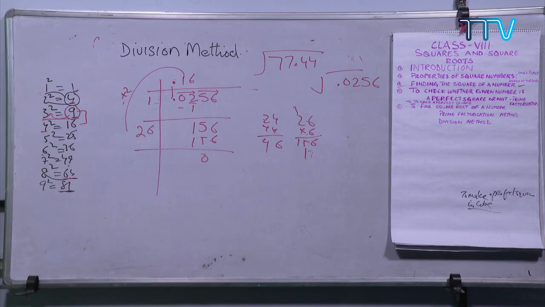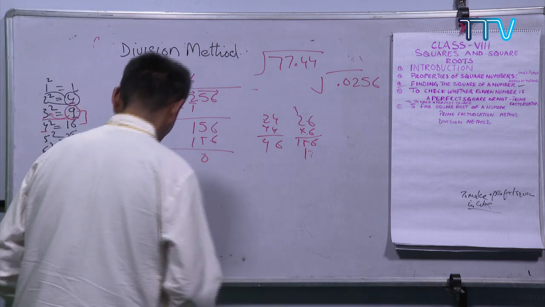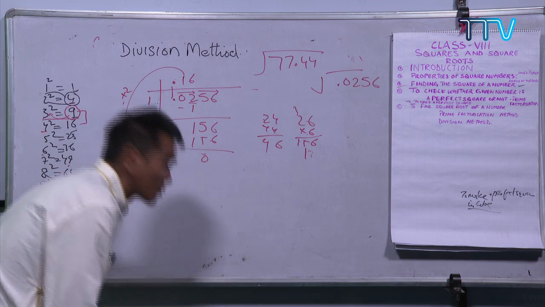Okay, that is the long division method. The third method uses the one's place and ten's place.